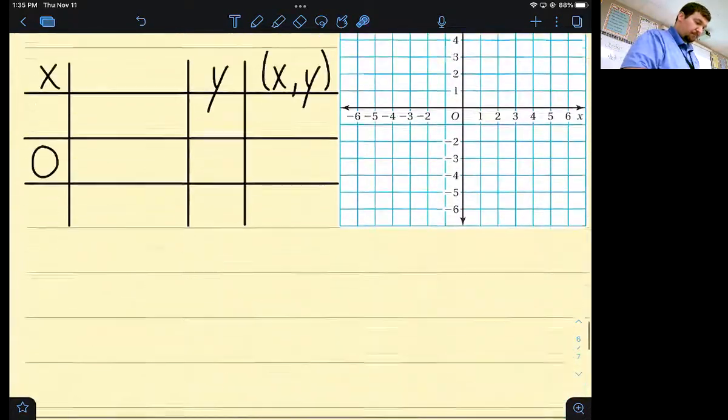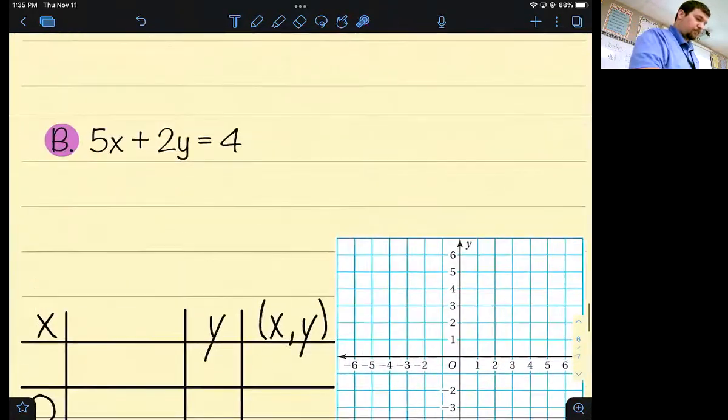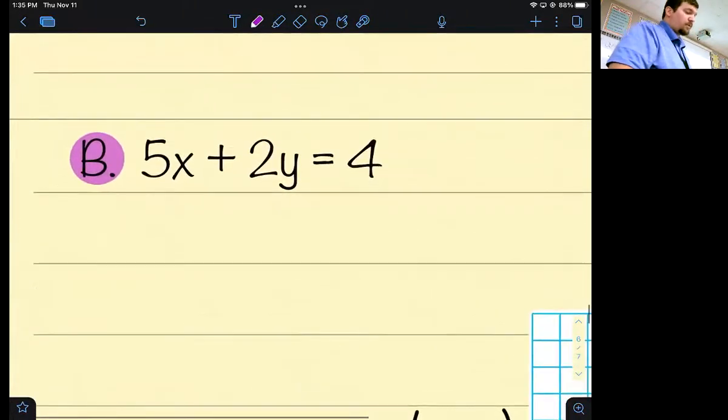One more, last one. Carter, thanks for volunteering. Carter, what's the first thing I'm going to do to solve for y in this equation?